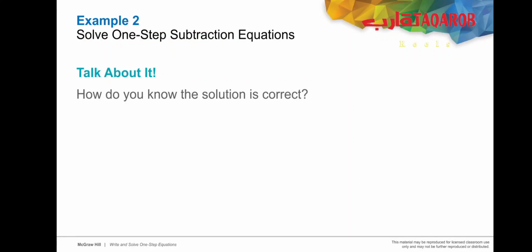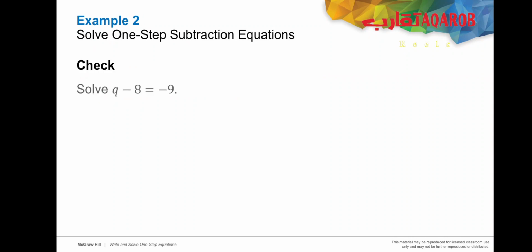In the second example, we will solve one-step subtraction equations. Now, how do I know it's subtraction? Since, on the side of the variable, the number 8 is subtracted from Q. And how will I solve it? I will use the addition property of equality.